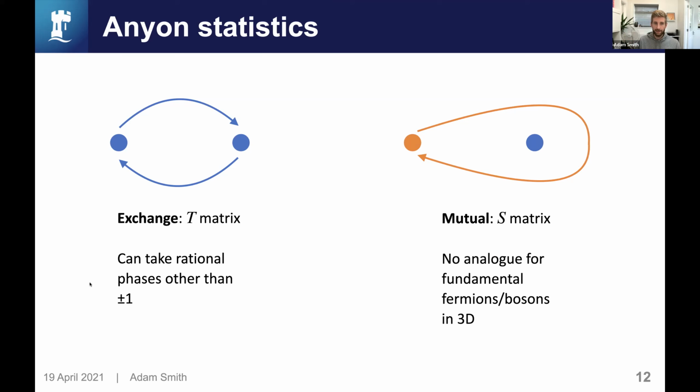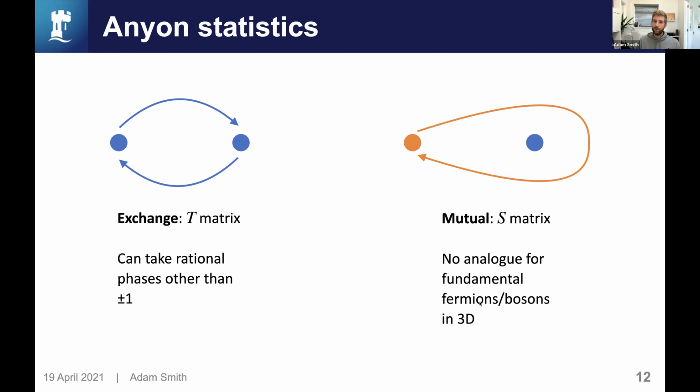We have first the exchange statistics. This is something you should be familiar with from fermions and bosons, because this exchange statistic, swapping two identical particles, will give you plus or minus 1 for a fermion, or a boson, sorry. However, for anyons, this can take other values. When we're in 2D, this is not restricted to just plus or minus 1. We can take other rational phases.